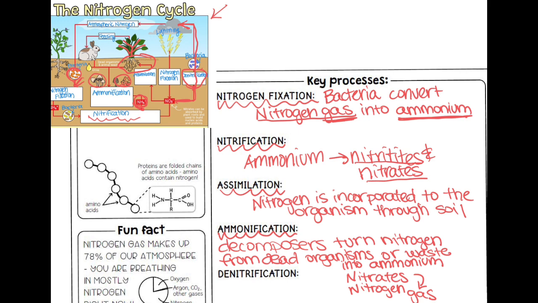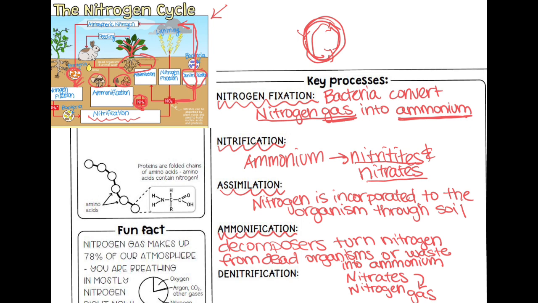So I don't know if you noticed, but this wasn't really a circle. The nitrogen cycle wasn't really something that goes in a circle. Instead, it has all sorts of steps that can go all over the place, kind of like a choose your own adventure, depending on what it comes into contact with in the environment.